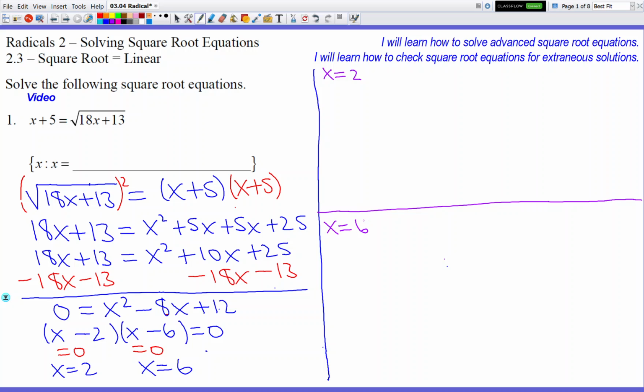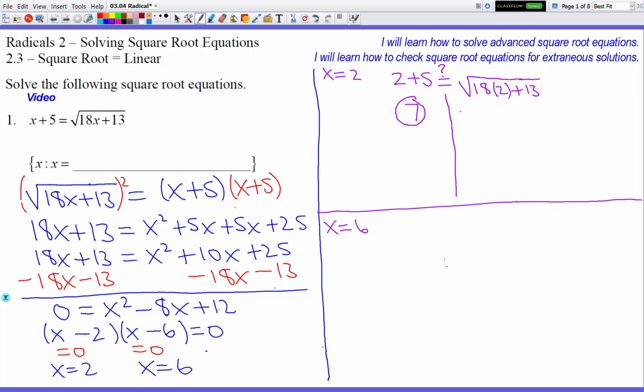Okay, so we're going to plug into our original problem. So we got 2 plus 5 equals question mark, and then square root of 18 times 2 plus 13. Oh, I didn't make that square root symbol long enough. Okay, and we're going to draw a line down the middle to signify we cannot allow them to interact on both sides. So left side becomes 7. So that's pretty simple. All I got to do is see if the right side becomes 7.